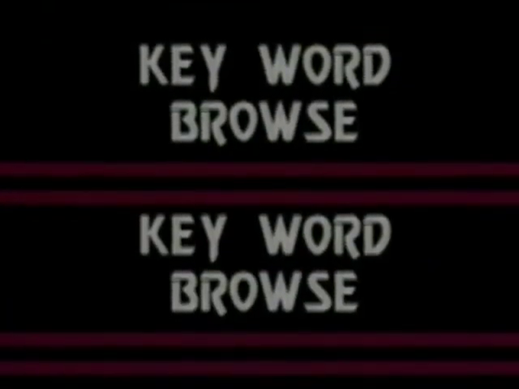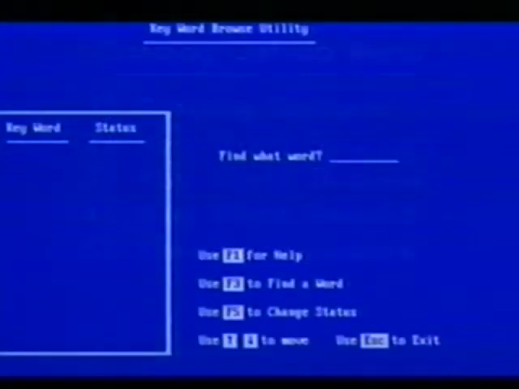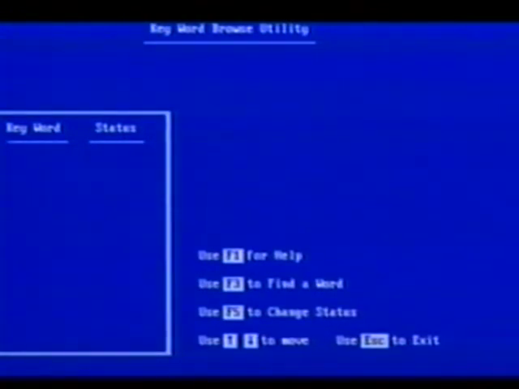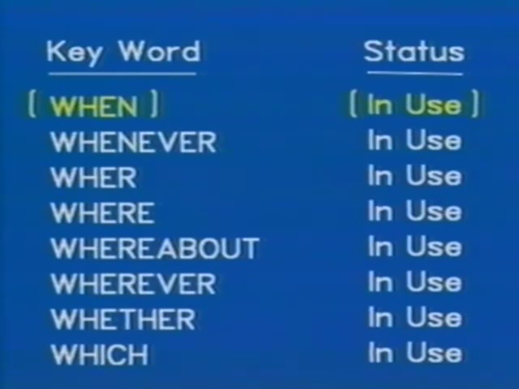When you find keywords that are misspelled or words that don't make any sense, you can use the Keyword Browse feature to disable these words. This is option number 3 on your catalog setup menu. Let's look up when. In looking through our list, we notice that WHER is a word which is in use. It means there's a keyword built on this one. But this is a non-English word, so we decide to disable it.